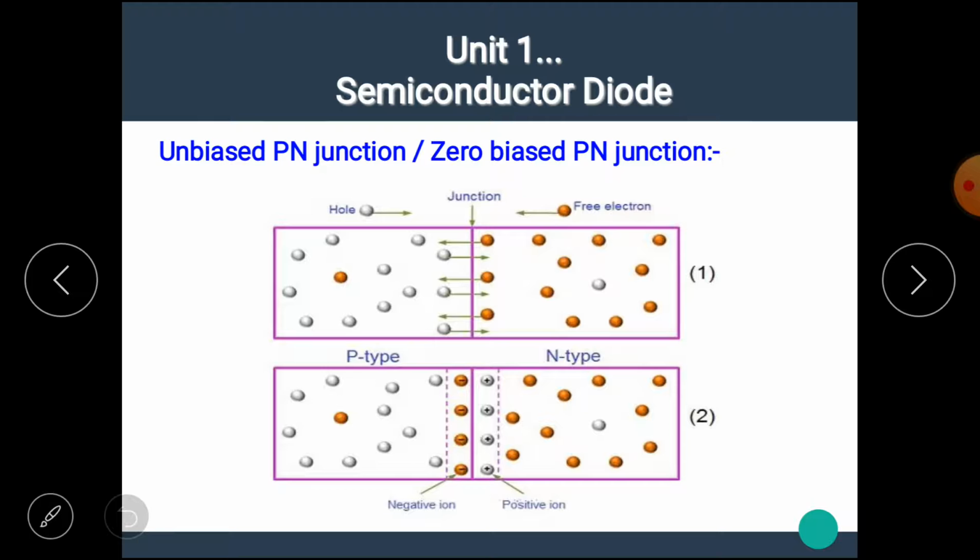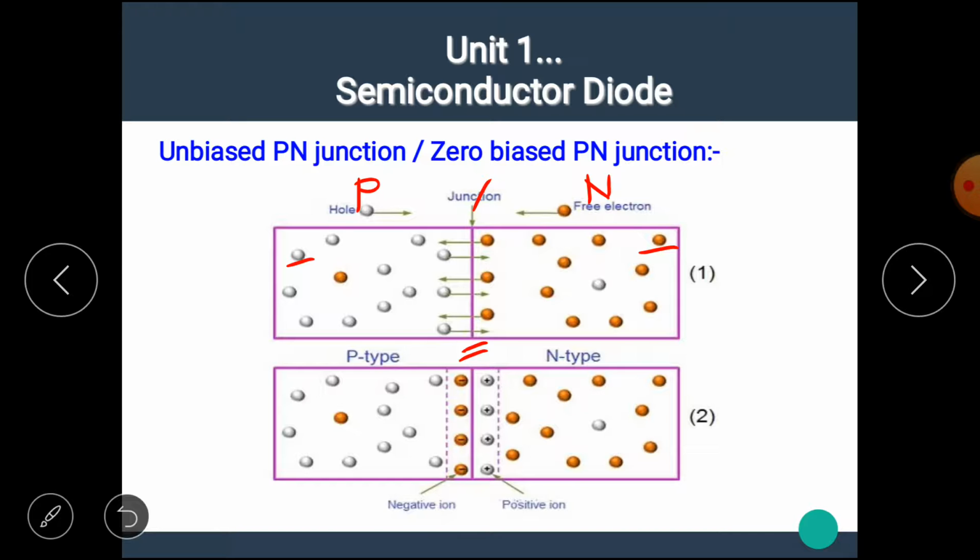Here the two regions are connected. This region is the p-type region and this region is the n-type region. These two regions are connected to form a junction. Hence, the junction is called the p-n junction. We know that in the p-type region, the holes are the majority charge carriers, while in the n-type region, electrons are the majority charge carriers. What happens here?